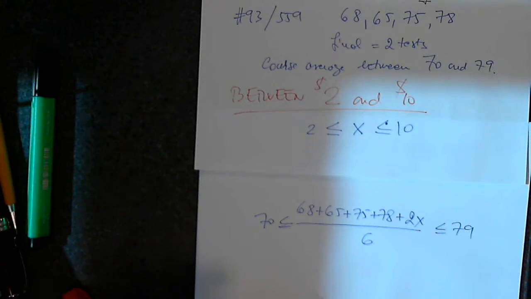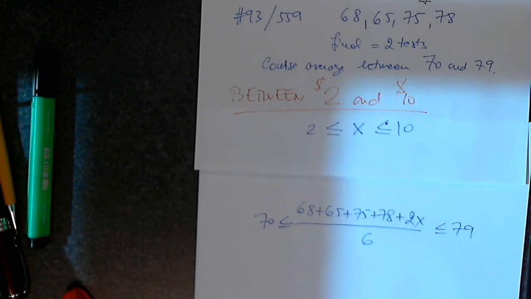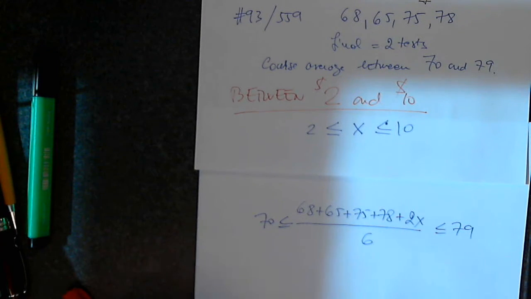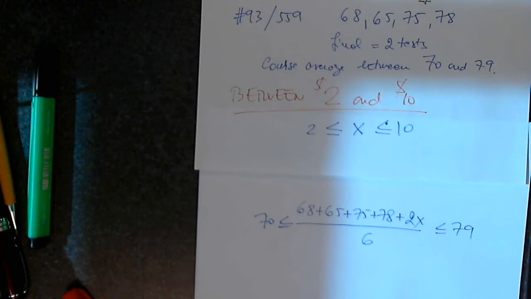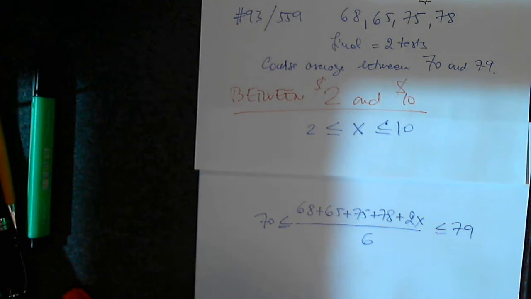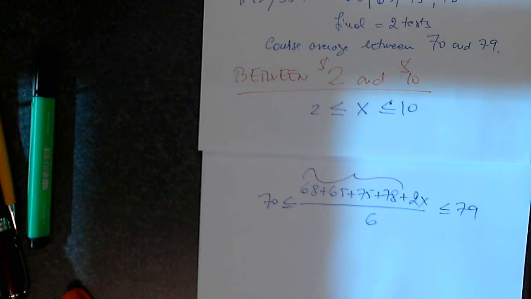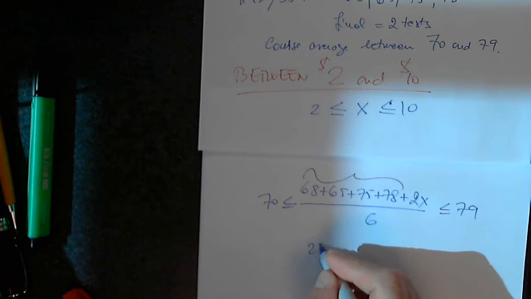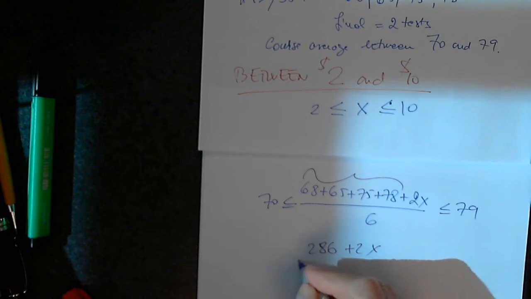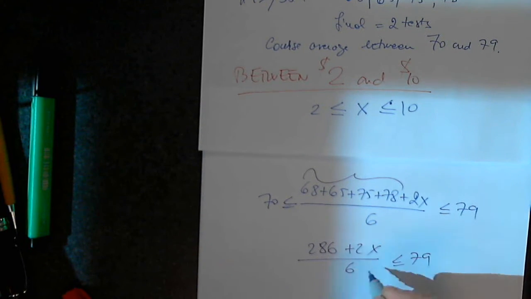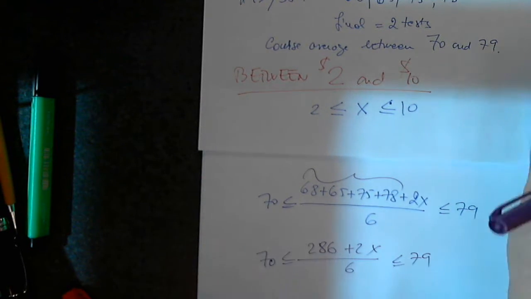Now I know how to solve this. I just practiced a few minutes ago. This is a compound inequality. So I came up with a compound inequality as they requested in the problem. And now I know how to solve it. Of course, I will have to do what first? Yes, I will use just one number. I don't need 4 numbers. So when you add them up, what do you get? 286. 286 plus 2x, divided by 6, between 79 and 70. Perfect.